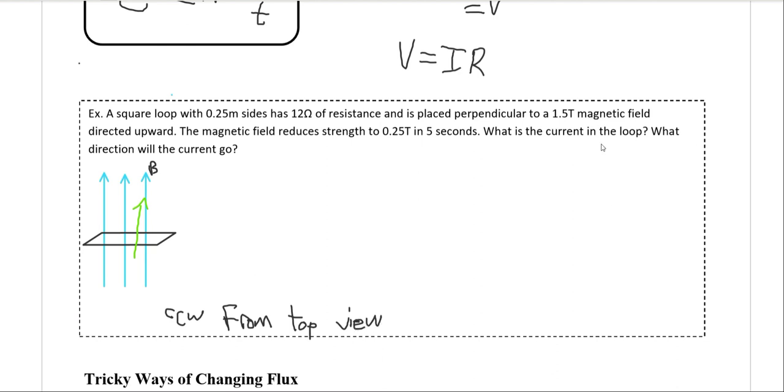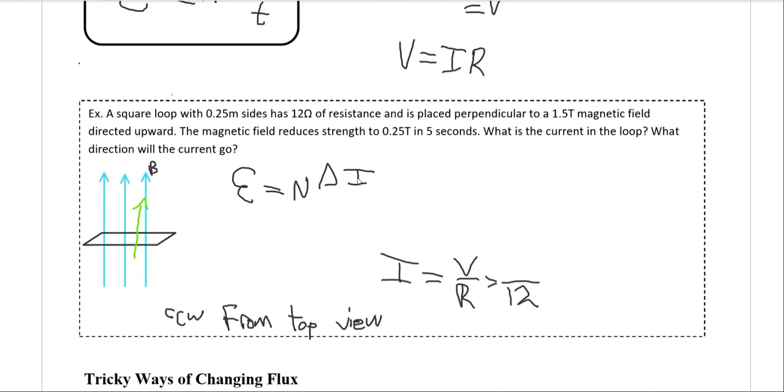To find the magnitude of the current, if I want to know my current, it's just a rearrangement of Ohm's law, V over R. We are very well aware of our resistance. It's 12 ohms. The voltage is what we want to find, and the voltage is found by using the EMF. So the EMF is equal to the number of loops multiplied by the change in flux over the amount of time that it takes. In this case, we have one loop.